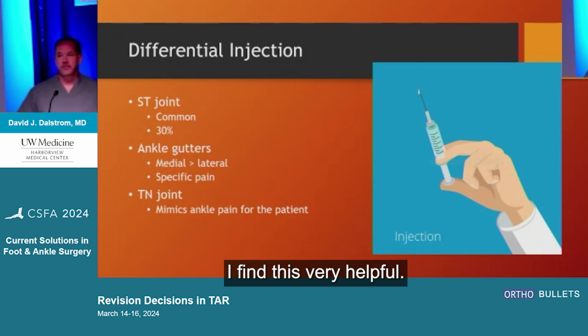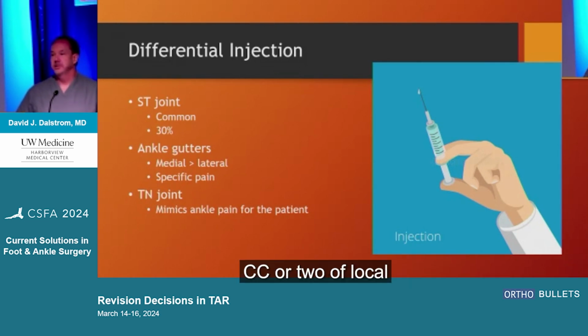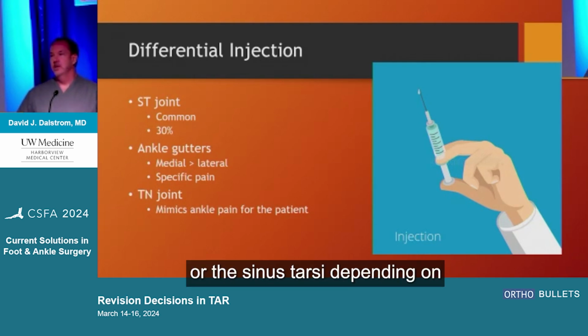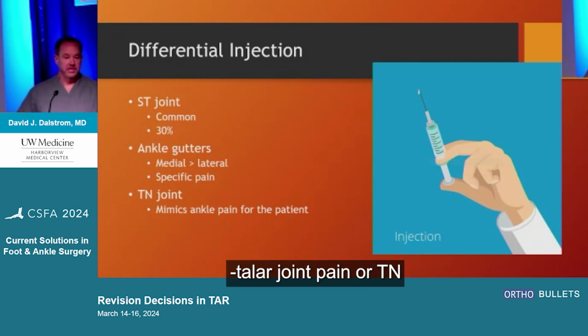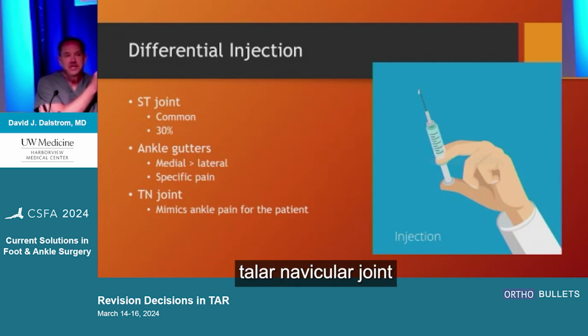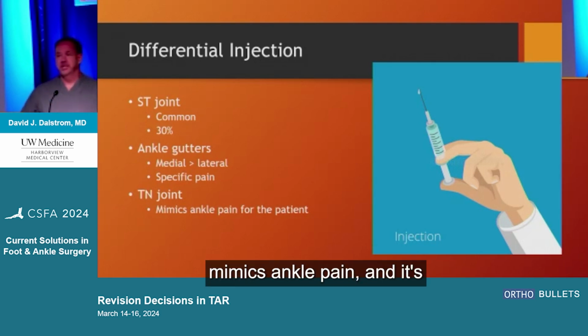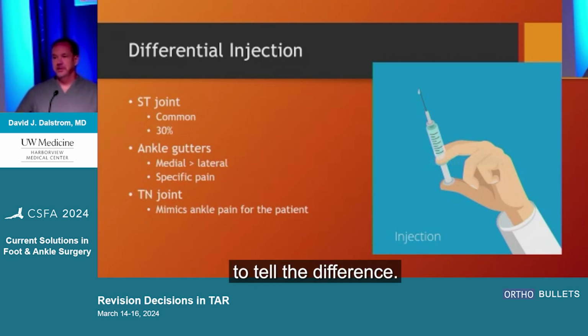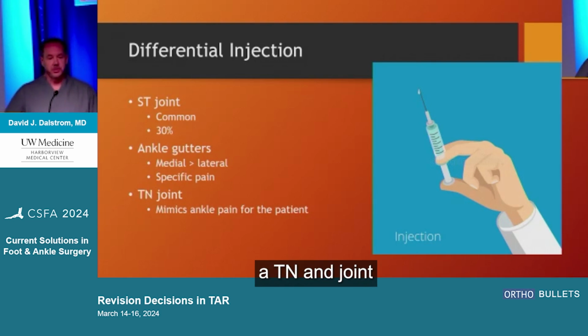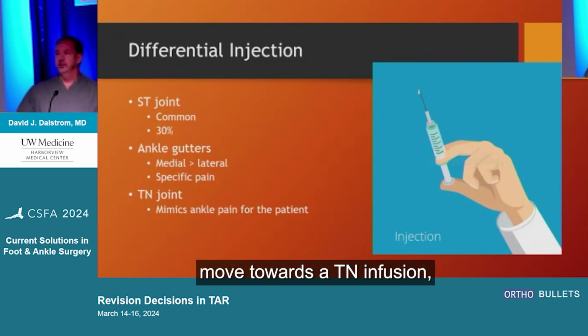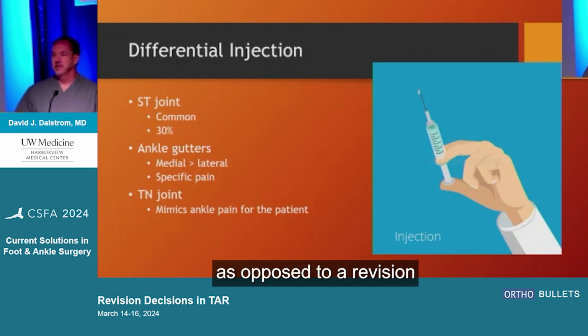I find this very helpful. You can just not even put cortisone in it, just a cc or two of local into the medial gutter or the lateral gutter or the sinus tarsi, depending on if you think it's subtalar joint pain or TN. Remember that talonavicular joint pain often mimics ankle pain, and it's very difficult for the patient to tell the difference. So sometimes a TN joint injection will help you move towards a TN fusion as opposed to a revision arthroplasty or an impingement procedure.